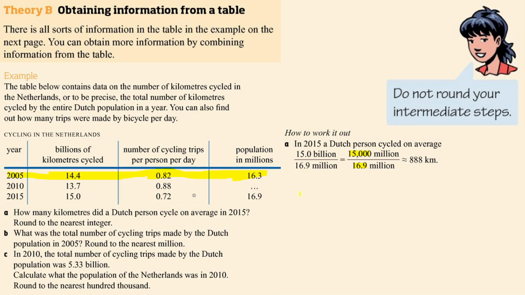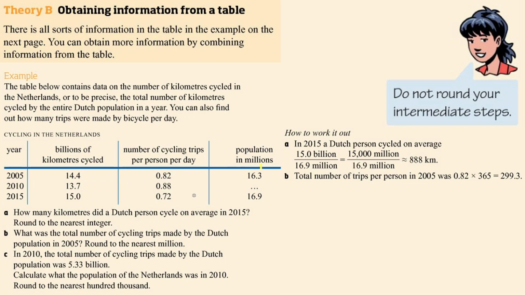The total number of cycling trips made. Well, I do know that I make 0.82 trips per person per day. And I know there are 16.3 million people. However, this is per day, and here they want it for the whole year.